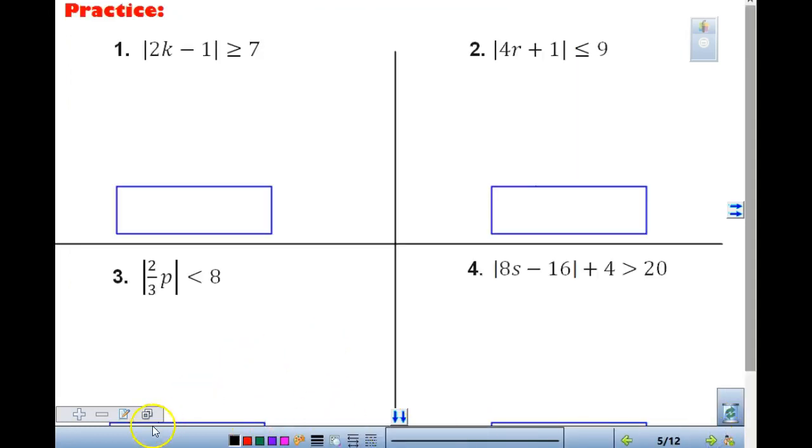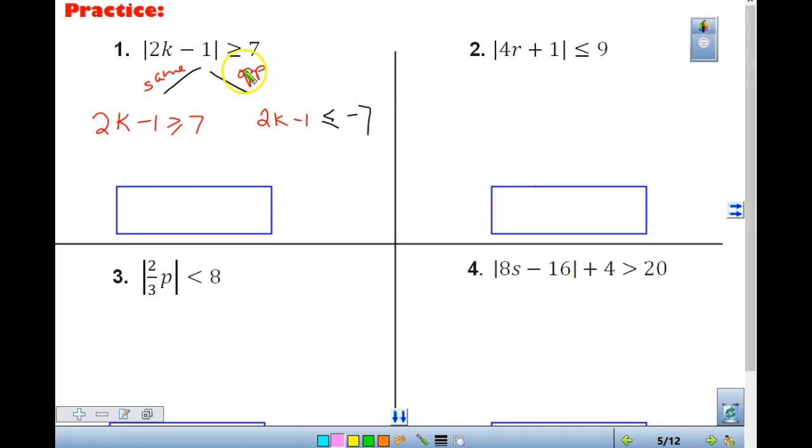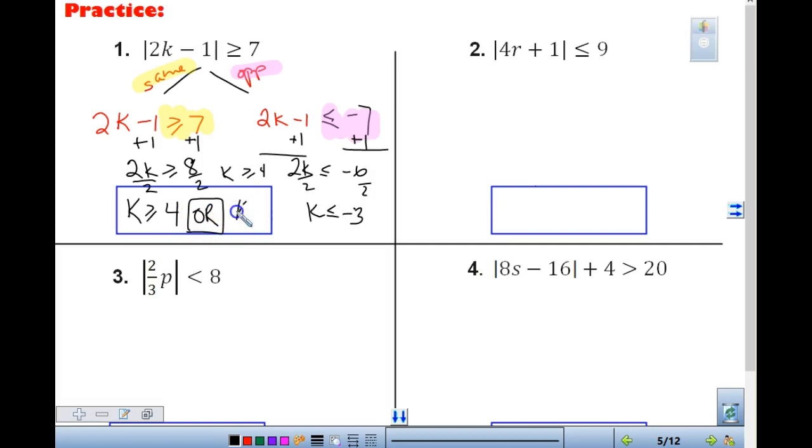So let's do that. Keep everything exactly the same: 2k minus 1 is greater or equal to 7. The other one, with the opposite: 2k minus 1 is now switched to less or equal, and it is negative 7. So when we think about the opposite part, the opposite is making these two things the opposite. When it's the same, you just keep both of those two things the same. And now solve it like normal. So k is greater or equal to 4, or k is less or equal to negative 3.